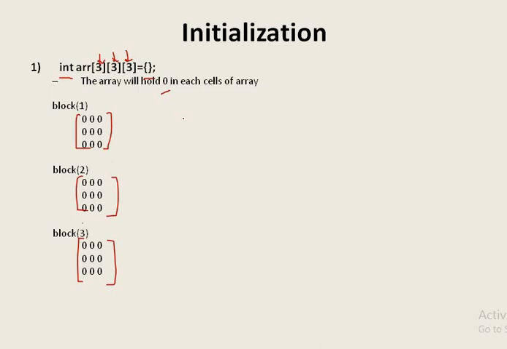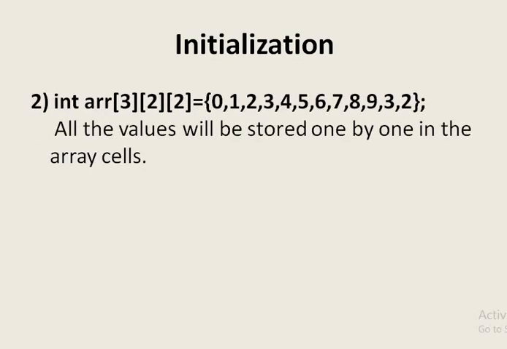The second method is initializing with different values. So it takes the form int arr[3][2][2]. Here we have declared a three-dimensional array with block size 3 and row size 2, column size 2. So this means that there will be 3 blocks, and each of these blocks will be having 2 by 2 two-dimensional arrays or matrices.